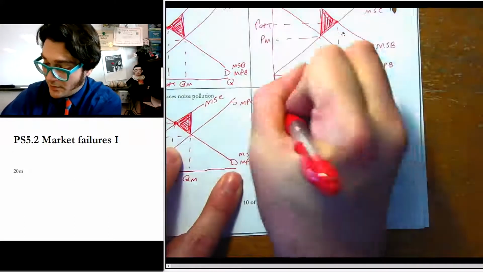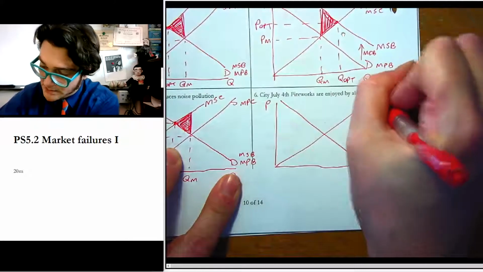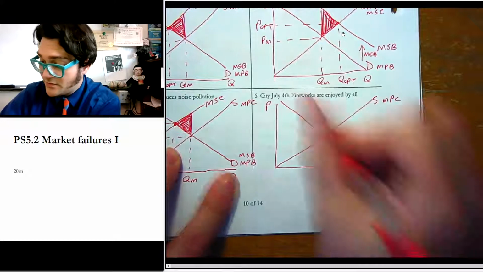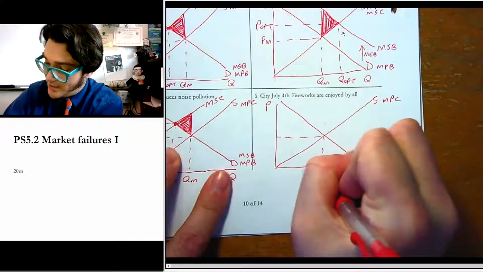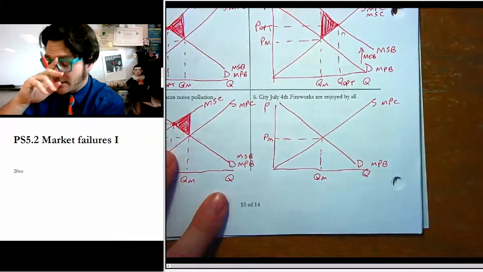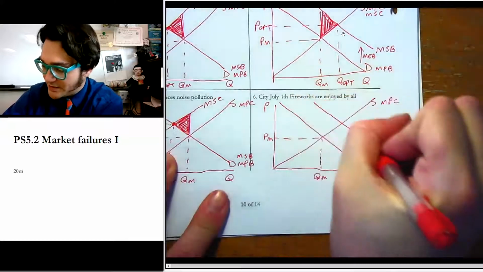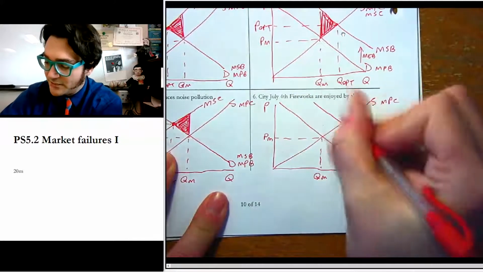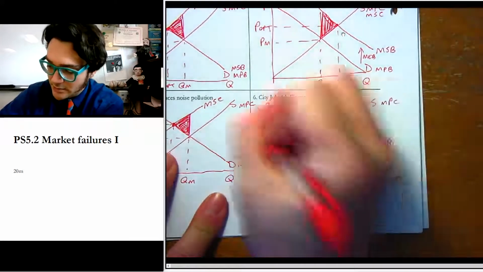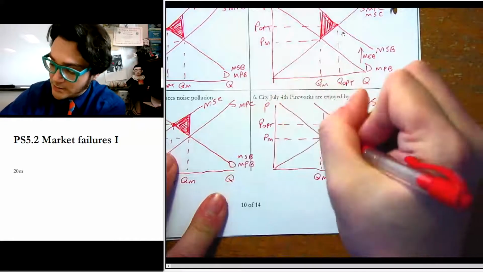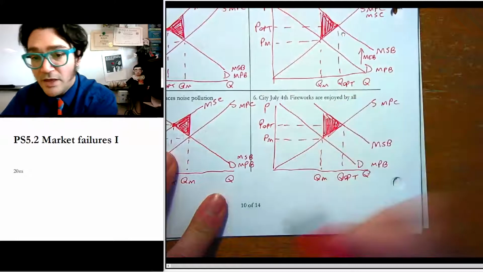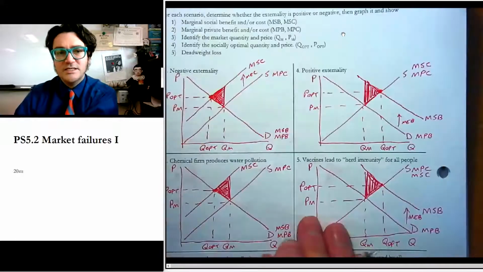Q, P, demand, supply, marginal private cost, marginal private benefit, QM, PM, and if they're enjoyed by everybody, that means there's an extra benefit. So we have marginal social benefit. So the optimal quantity of fireworks is larger. More fireworks. I sound like a pyro. I should probably edit that part out, but I'm not going to. Okay, and I think that does us here.